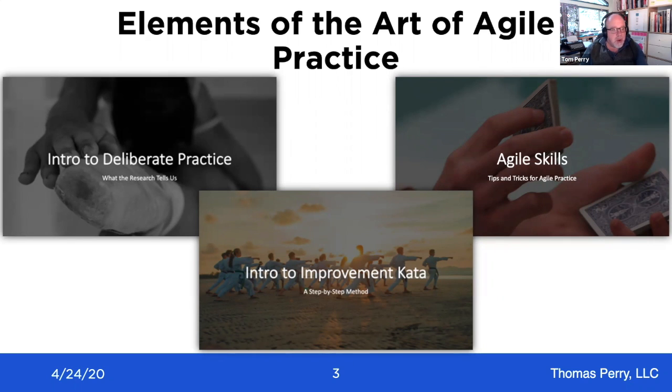So when it comes to Agile practice, I've broken this down into three elements. Introduction to deliberate practice and what the research tells us there. And then I'd like to share a little bit about what's called the improvement kata, which is a step-by-step method for using and incorporating practice into your work life. And then talk a little bit about the Agile skills that might be most useful or applicable when we're thinking about practice. And so that's really just tips and tricks for how we can apply these theories of practice to the Agile practices that we engage in every day.